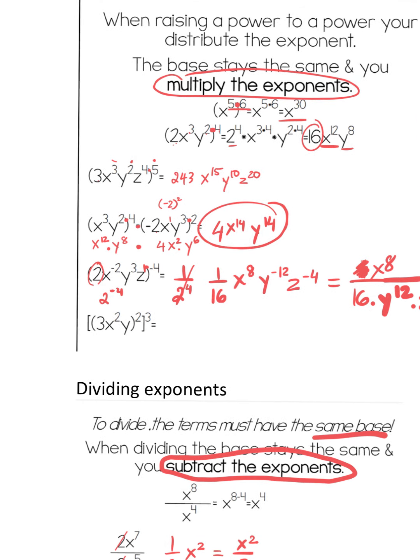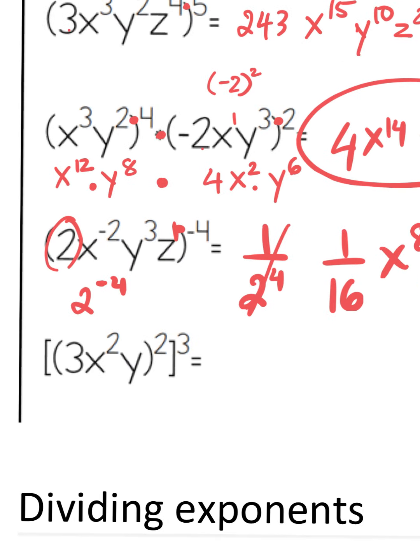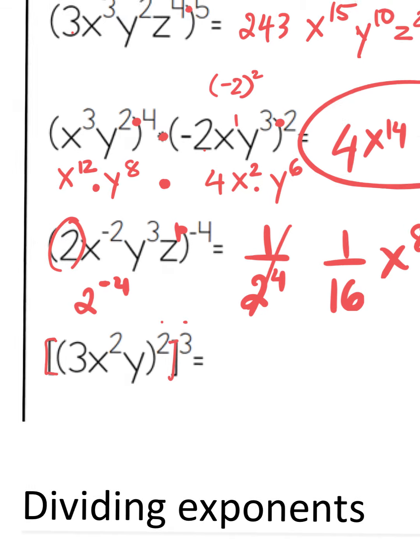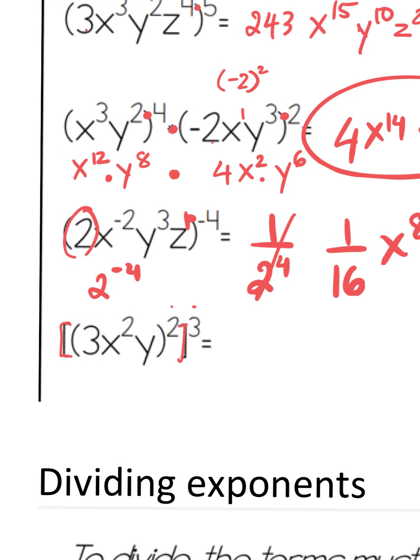All right, this one. There's a bracket. That means we have power to power to power. Okay? So there are two ways for you to do it. I'm going to show you both ways. First, we're going to take care of this part first, and then we raise to the power of 3 later.